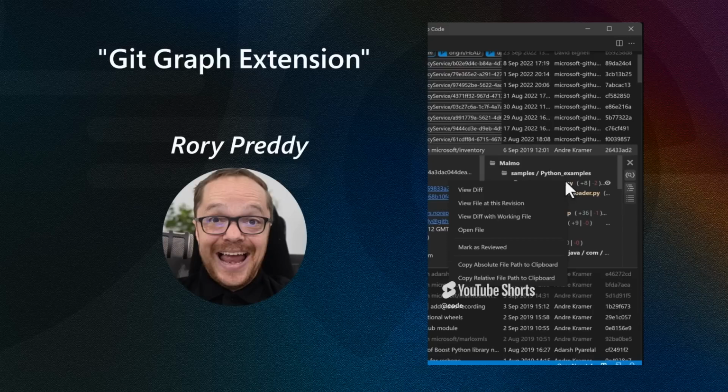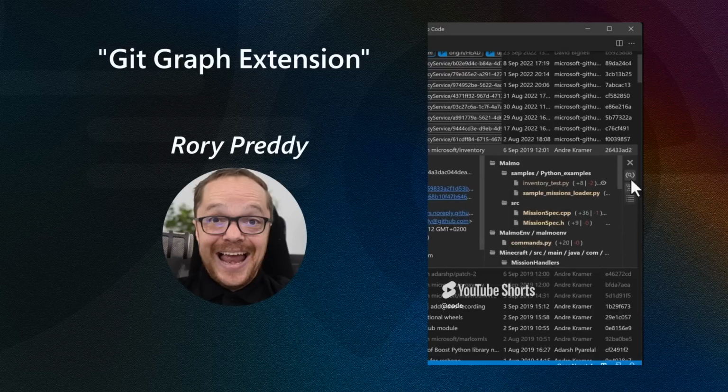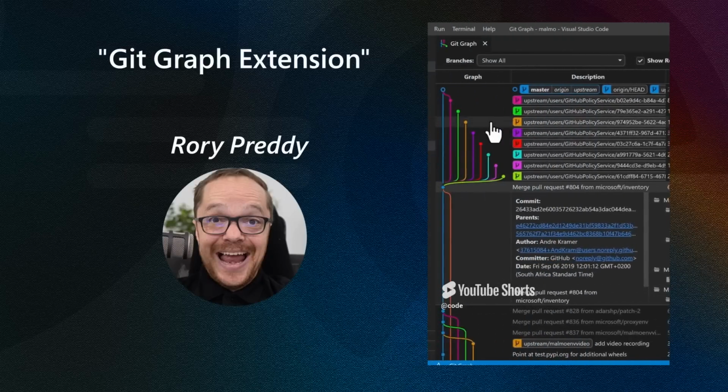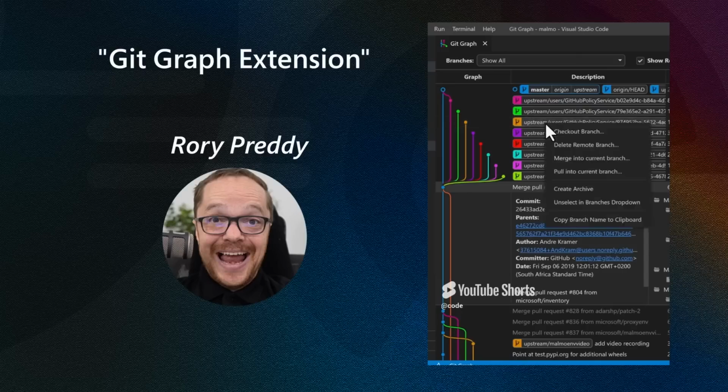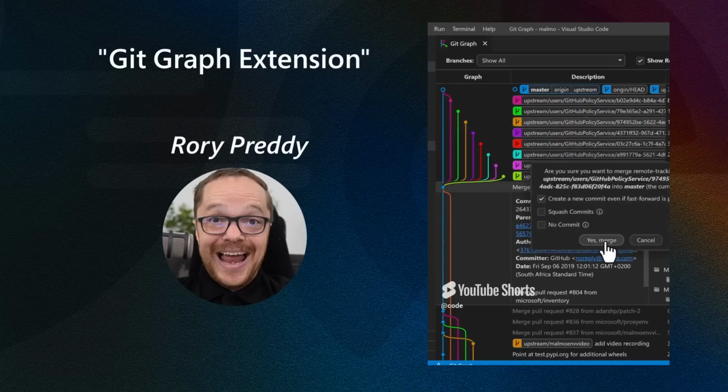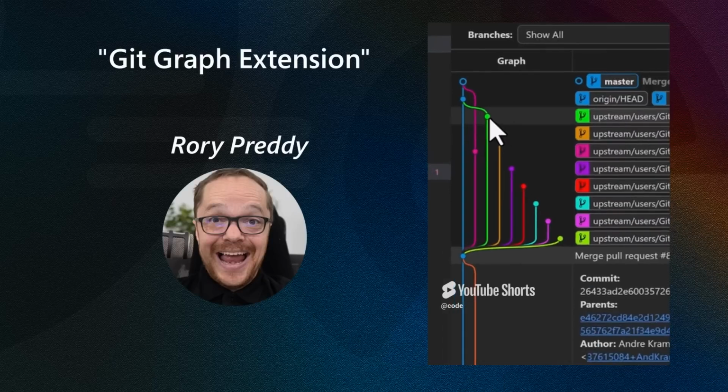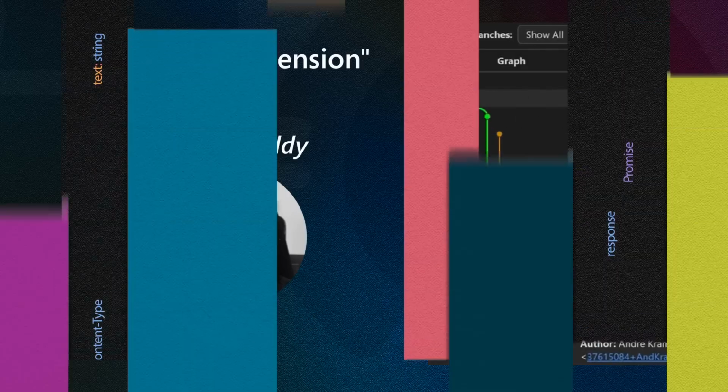You can also merge, and merging is easy with a visual graph. So once you have your branch you want to merge, you can just click on that and go into merge into current branch. Yes, I want to merge. And look at that, a visual representation of your new branch and the merge changes.